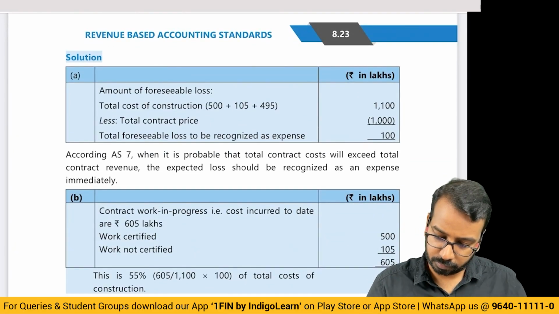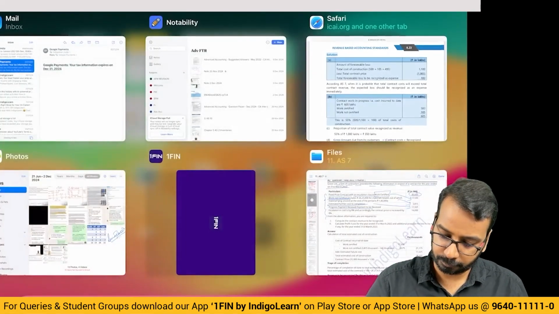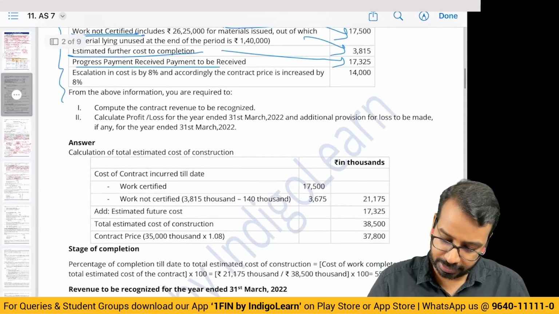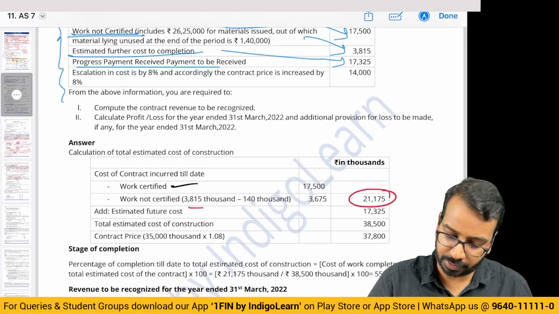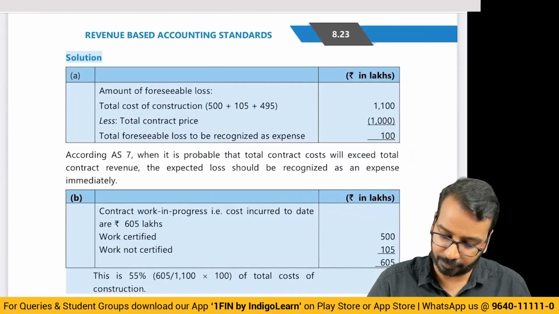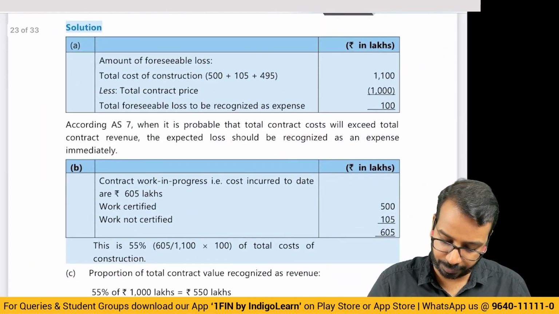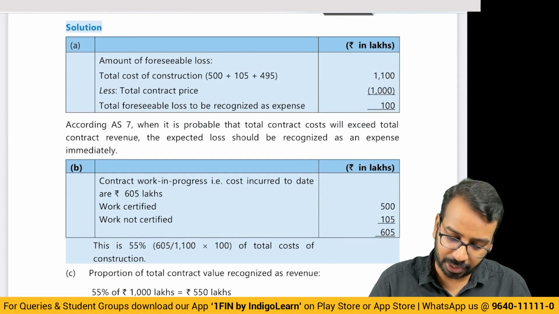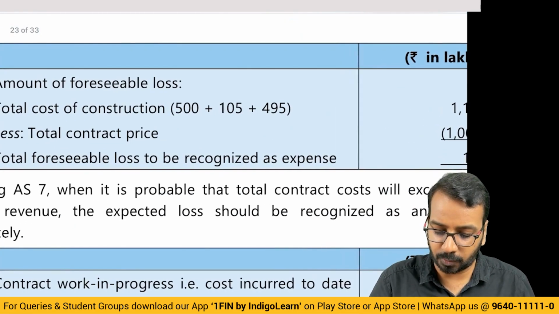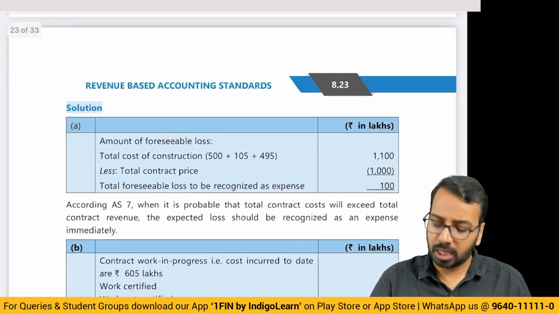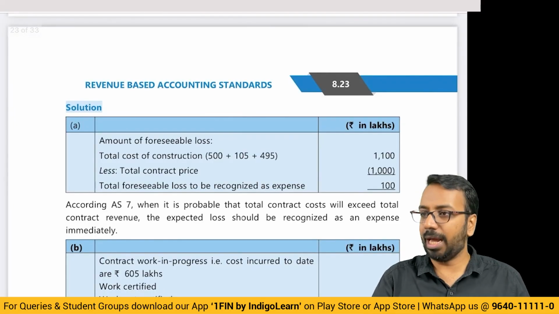See, what they have done here is taken work certified, work not certified, 21 months 75, which they have calculated here as 605. Okay, then 1100 they have worked out like this. So here they have done 500 plus 105 plus 495. If you want, you can do it that way also.